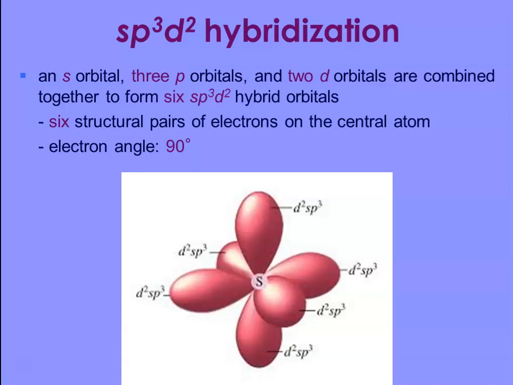And so all of these hybridizations are based solely on the number of areas of electrons around the central atom. How many bonds do you have? I don't care what type of bond it is. How many lone electron pairs? Add those together. Your hybridization should match that number.